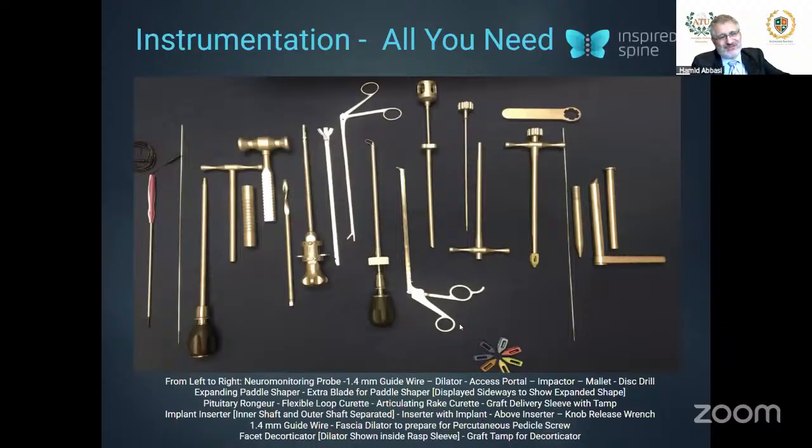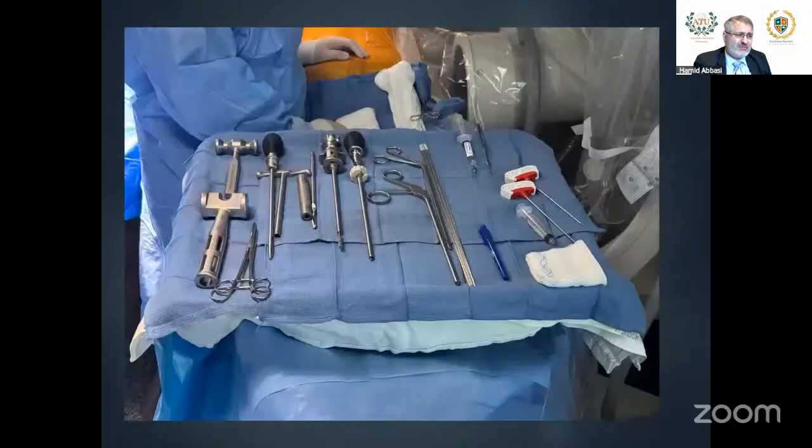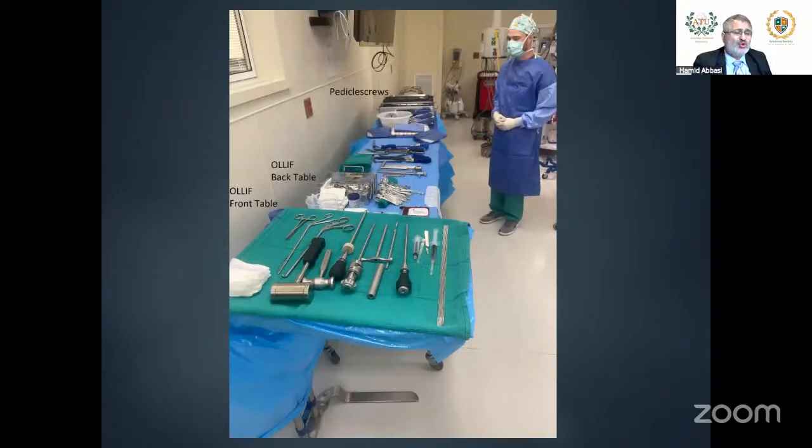And all of that is done with a handful of tools. You don't need a $1 million robot or a $150,000 annual maintenance fee for a navigation machine or a robot to perform this. What you see here is all you need. And that is why I'm proud to provide this to the rest of the world, where in any small hospital, anywhere in the world, you can do this surgery. This is literally the table. This is all you need to do the entire surgery. The front table, the back table, we don't need all of those tools there either.